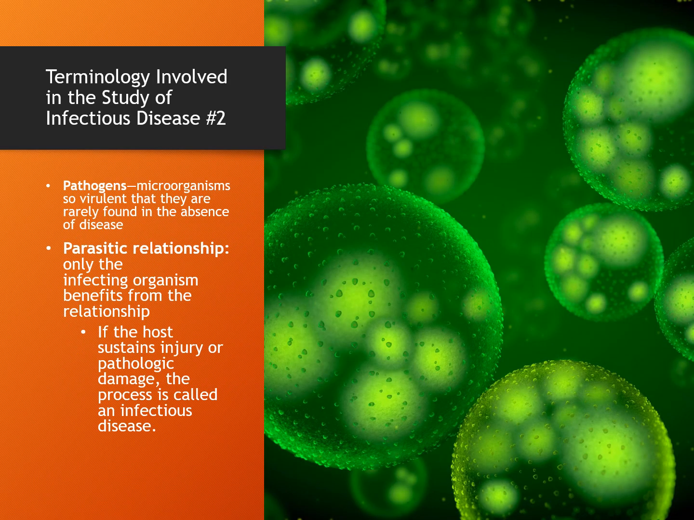So some other terms, pathogens are microorganisms so virulent that they are rarely found in the absence of disease. So if someone is exposed to a pathogen, or if we find a pathogen, we probably also have an accompanying disease. And the final is parasitic relationships. And in these relationships, only the infecting organism benefits from that relationship. So if the host sustains injury or pathologic damage, the process is called an infectious disease.